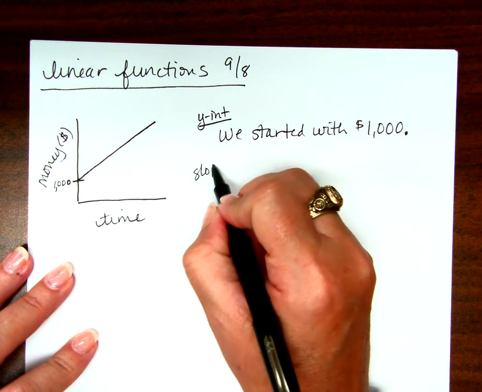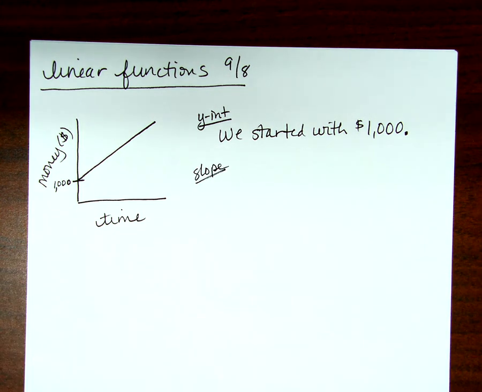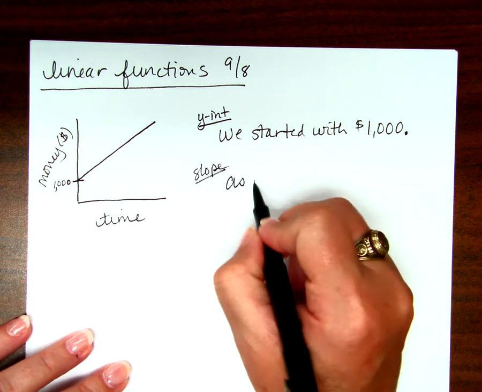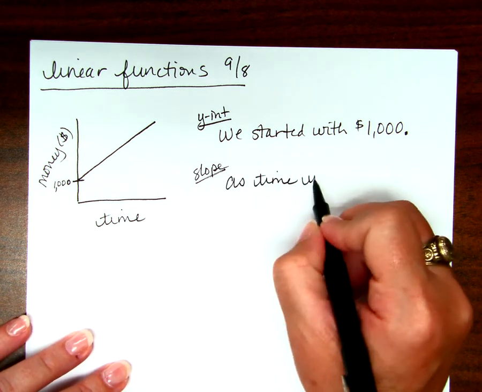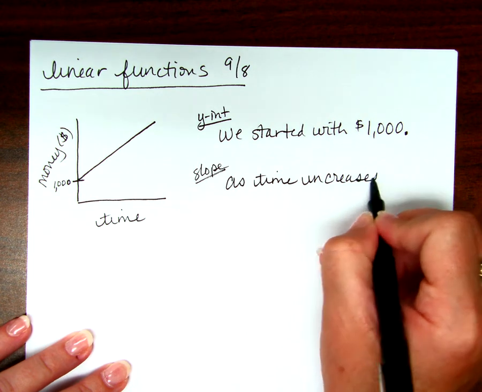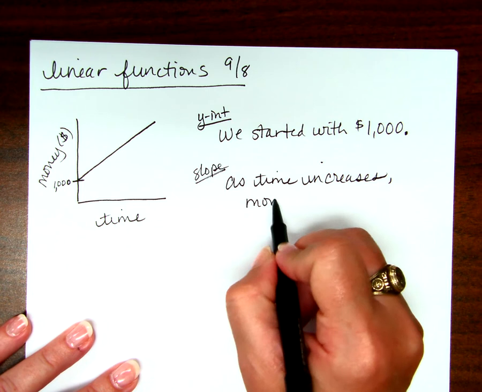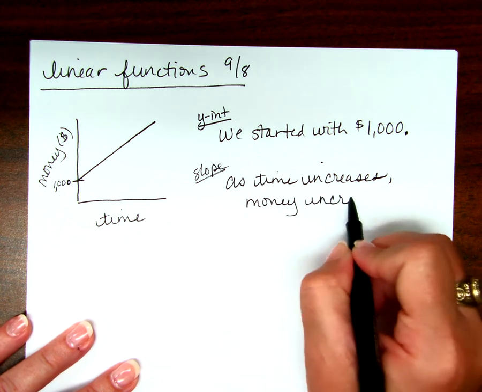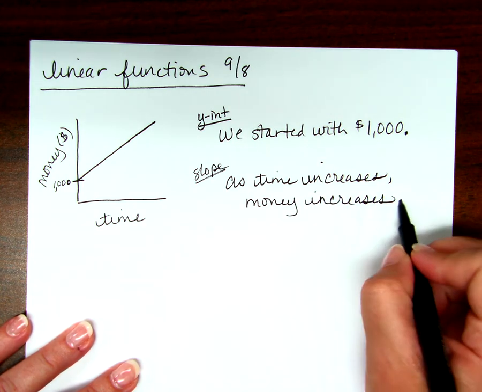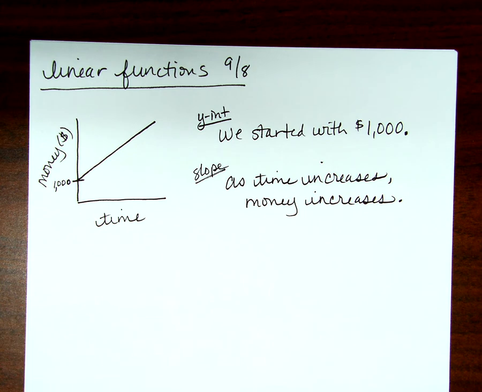What does the slope represent in this particular problem? It's rising for sure, right? Okay. So as time increases, what? Money increases. Is it increasing at a constant rate? Yes. Yeah, and how do you know that? Because it's a line, right?